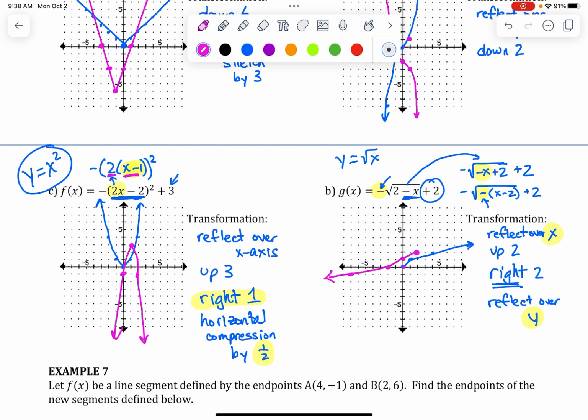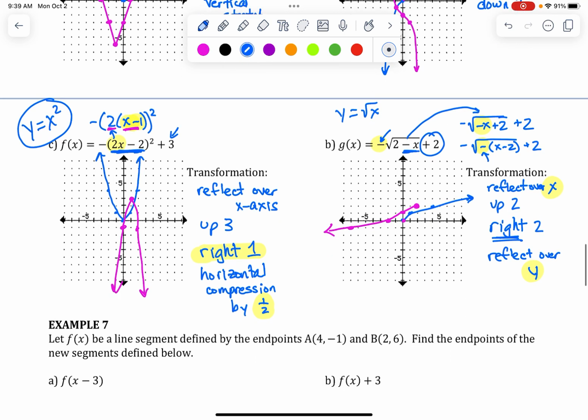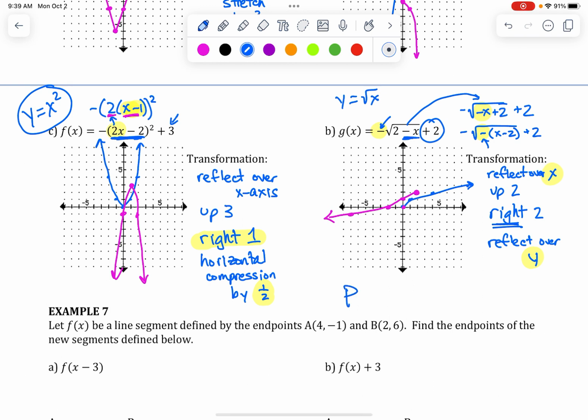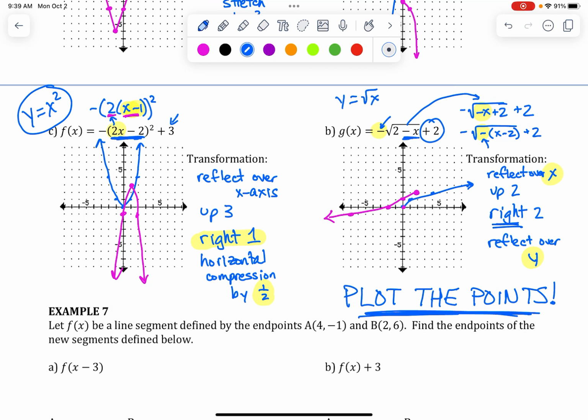Again, it's reflected over the x-axis and the y-axis, but your starting point is up 2 and to the right 2. If this is confusing, and I imagine it probably will be, I can't stress enough to use your calculator and plot the points. That will help you graph these far more easily than just sort of looking at a function going with the points.